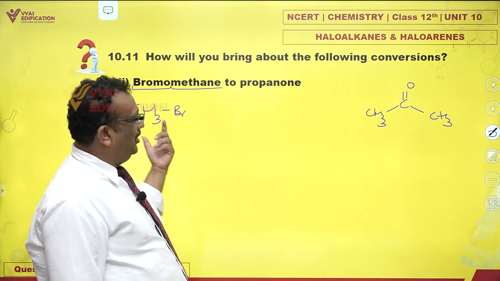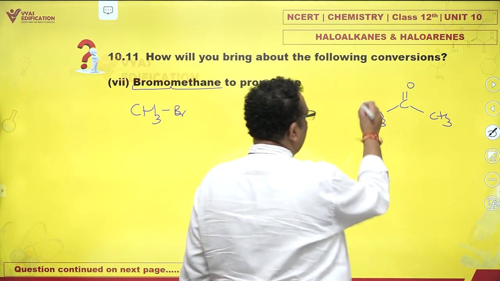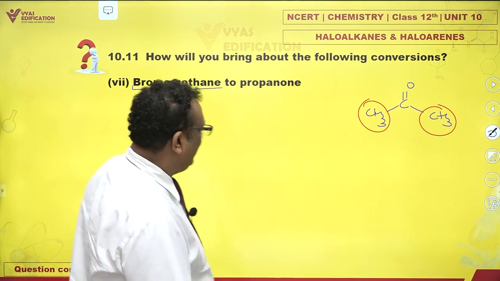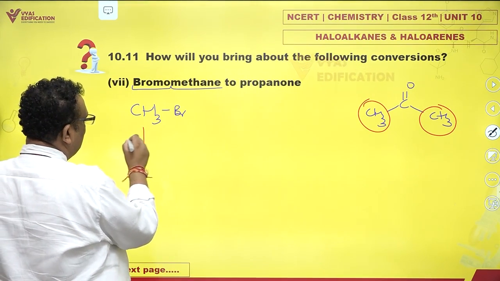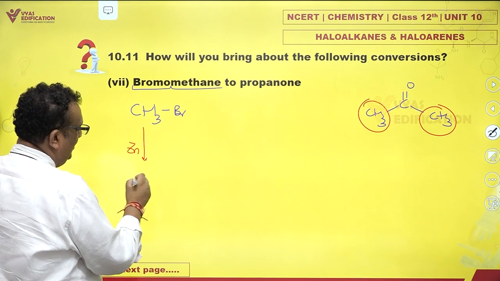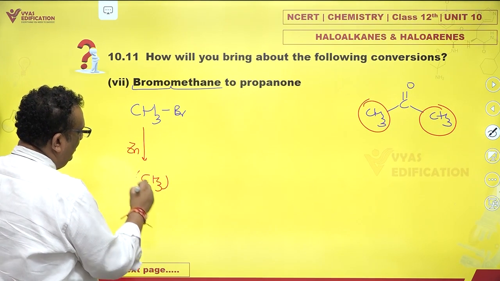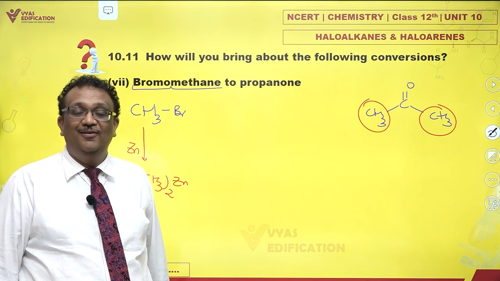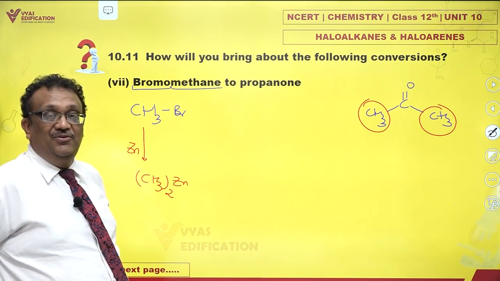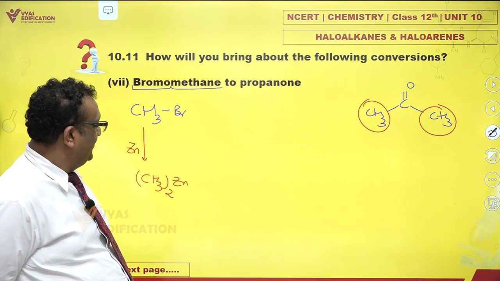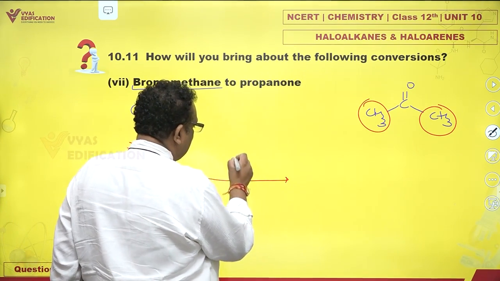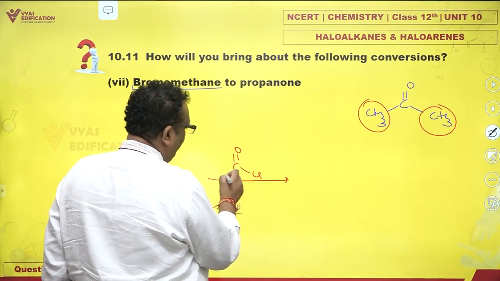You have CH3Br and I also have CH3 groups here. Now, could I use them directly? Yup. Use zinc. So you get (CH3)2Zn, dimethyl zinc. Now this comes as a very interesting reagent. Yes, indeed it is. And now on this add COCl2.